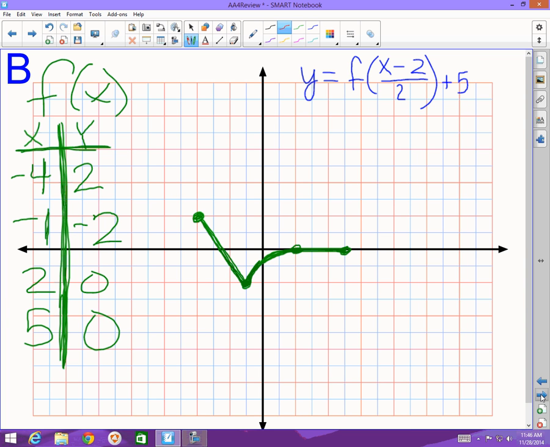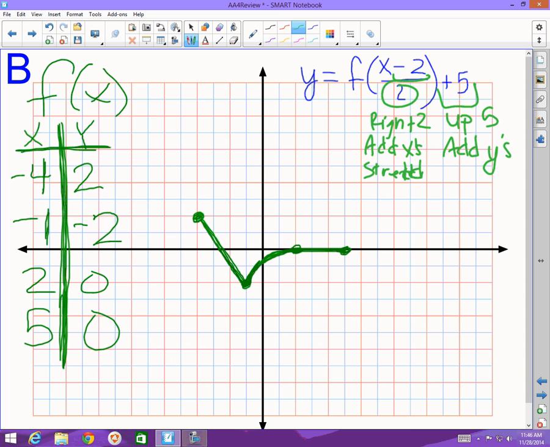Here we have everything on the one side, and so this part right here says we are going up 5, or we're going to add to the y's. This part is going to be right 2, so we're going to add to the x's. And then this 2 is we're going to stretch horizontally by 2. So we're going to take the x's and multiply by 2.